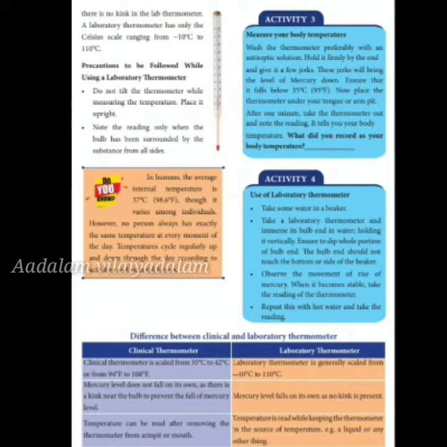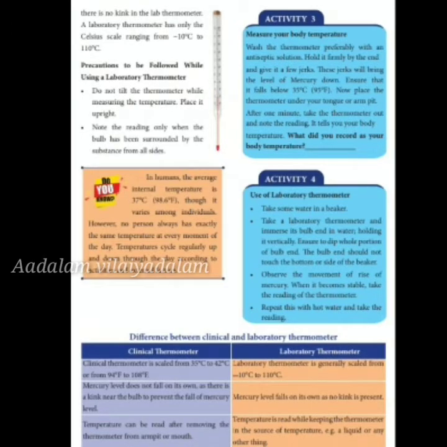Precautions to be followed while using a laboratory thermometer. Do not tilt the thermometer while measuring the temperature. Place it upright. You have to keep the thermometer in an upright position while noting the temperature. Note the reading only when the bulb has been surrounded by the substance from all sides. That is, the bulb should be covered completely with the substance. Then only the temperature will be recorded correctly.